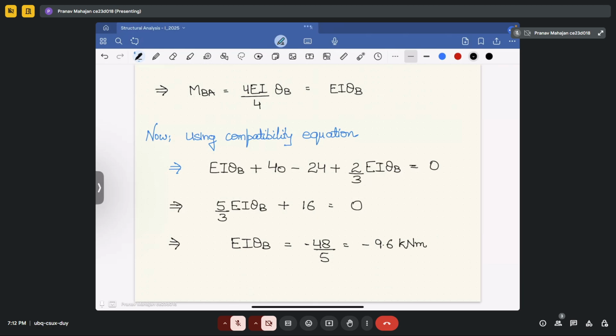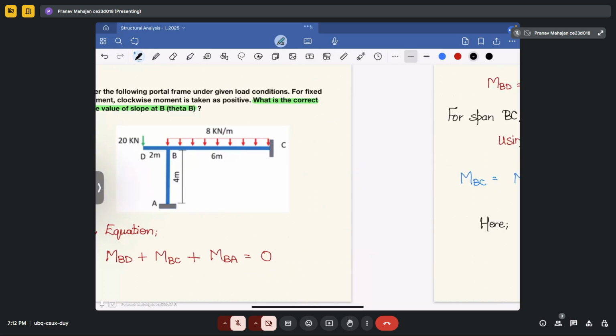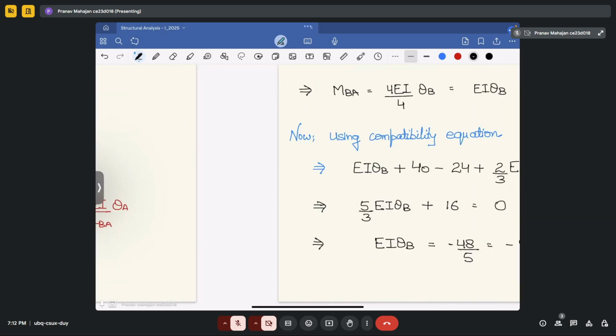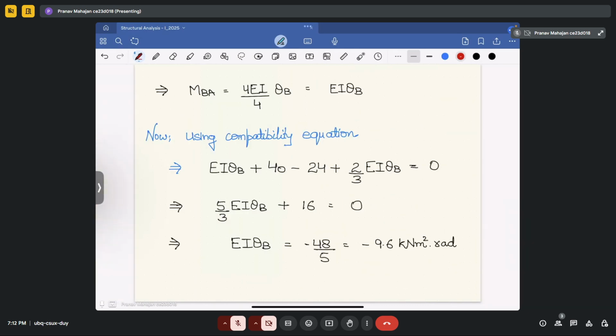EI is in kilonewton meter square, and theta is in radians. Fine. Okay, we have calculated the value. What is mentioned in the question is that you have to calculate the slope. So we have calculated the slope in terms of EI theta B, because EI is constant in this equation.